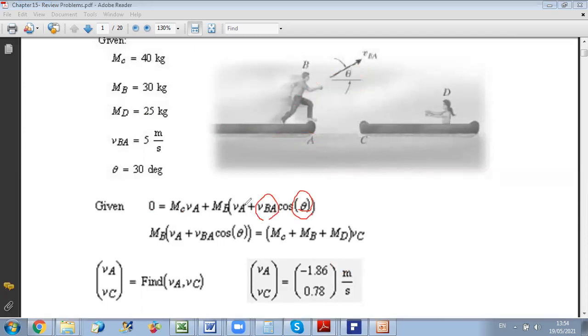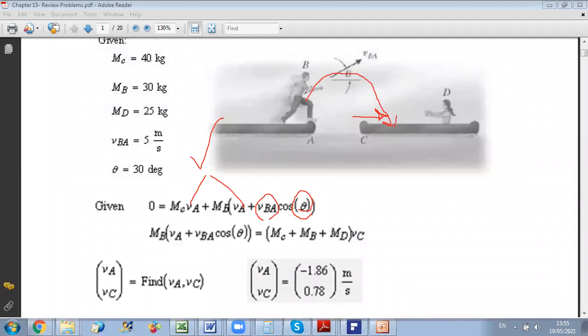The only unknown will be VA, so I can get VA from this first relation. Okay, now once I got VA, I can deduce the velocity of B in X just before hitting boat C. And now the second step, the man will jump on boat C.